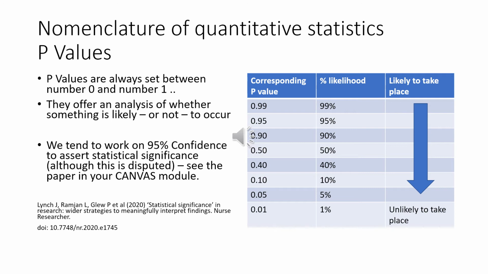So in health sciences, we normally set a p-value at 0.05 as statistically significant. This can be contested, and there's a nice little paper that I've referenced at the bottom of this, which is also available in your Canvas module, which will talk to you a little bit more about statistical significance and how we set it. However, I just wanted to identify what that really means in context.